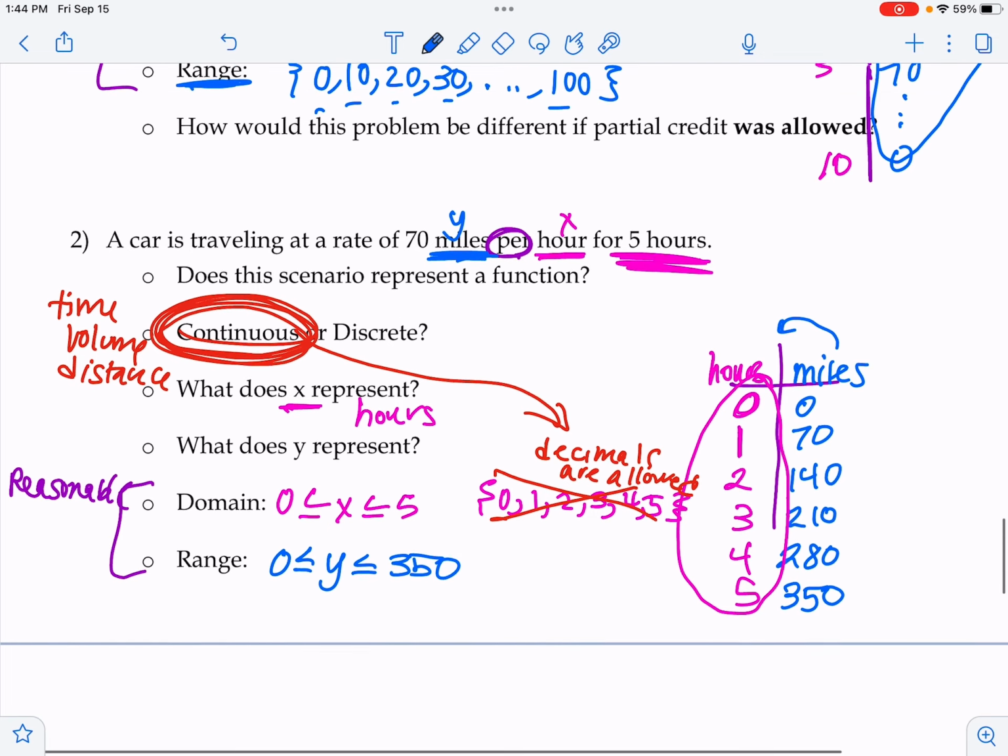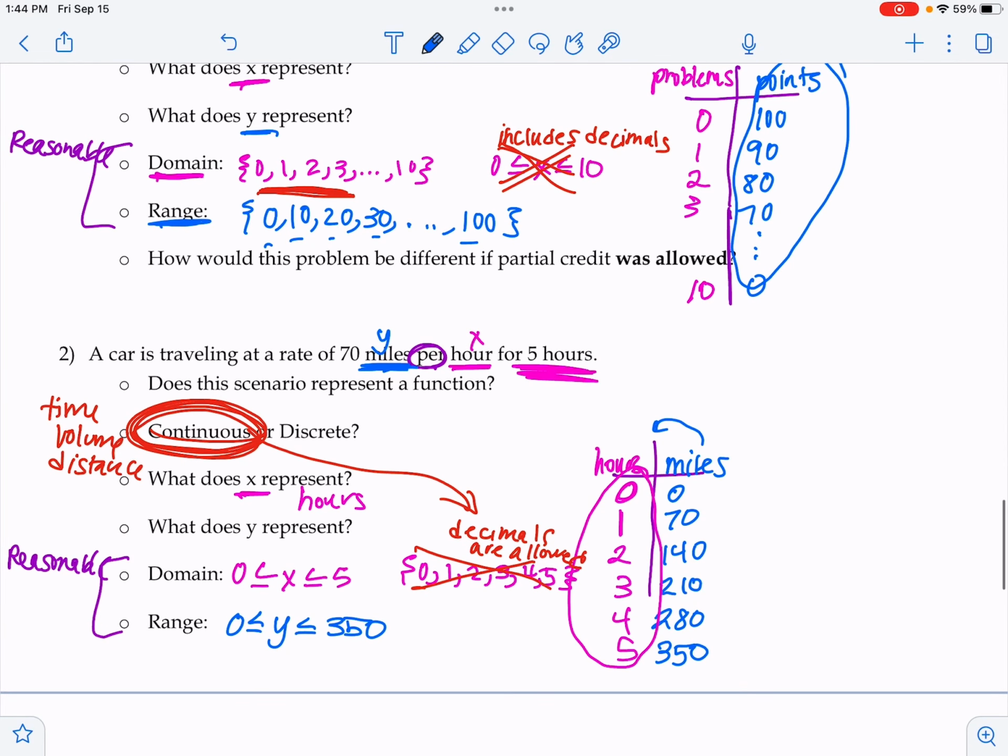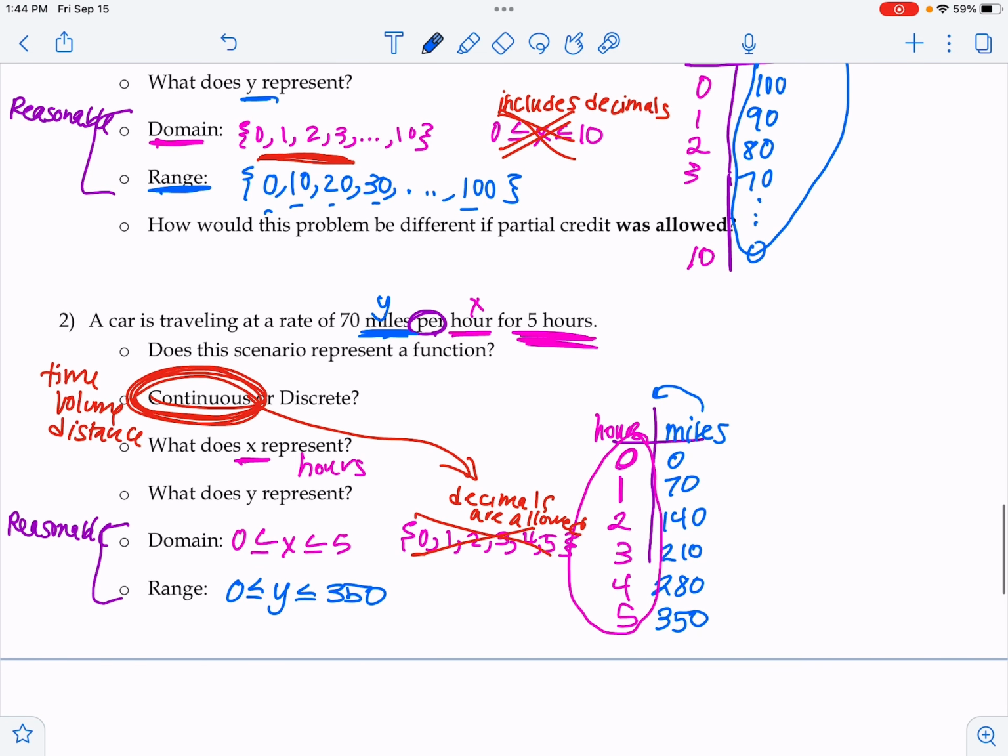And so usually these are multiple choice, and you'll be able to narrow it down by knowing what x and y represent, and then knowing if it's discrete or continuous. If you can answer those 2 questions, you can narrow it down to the correct answer.